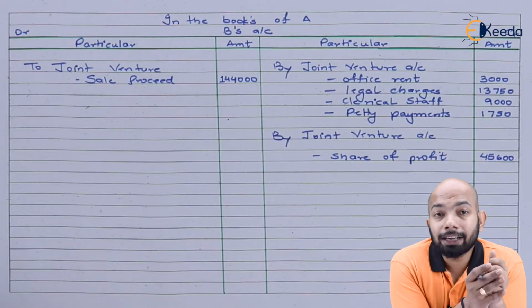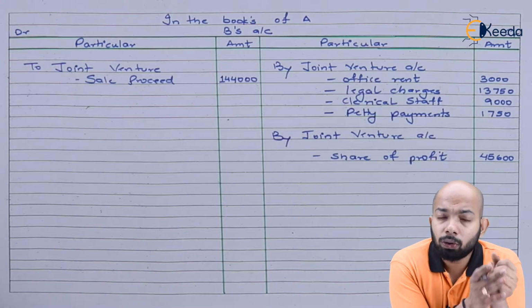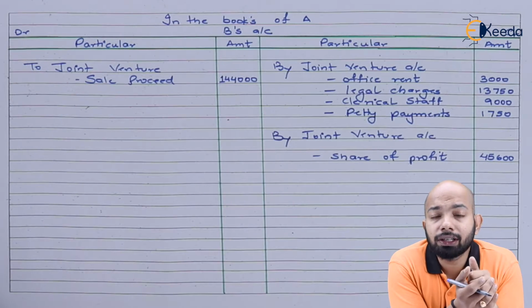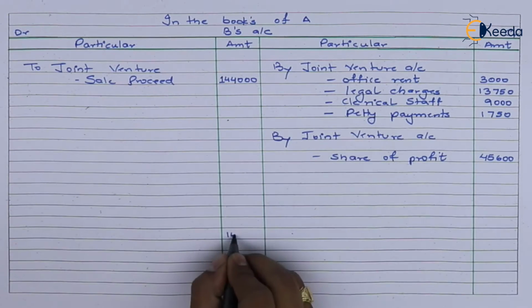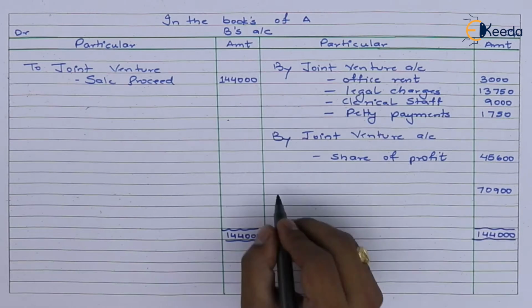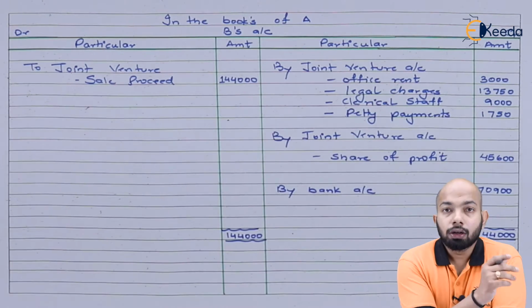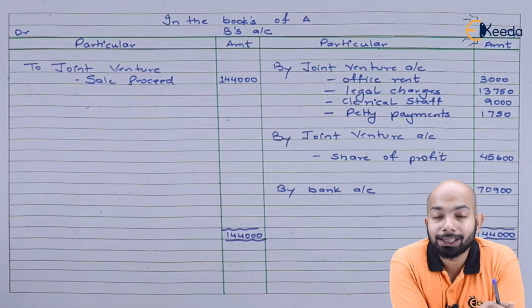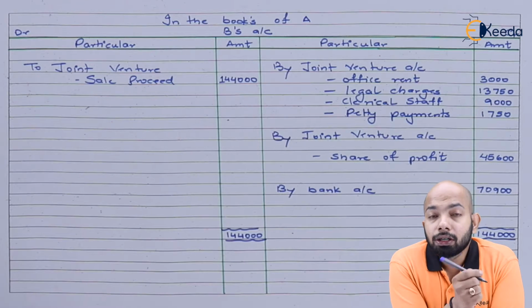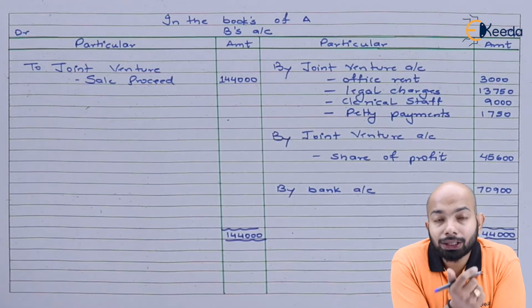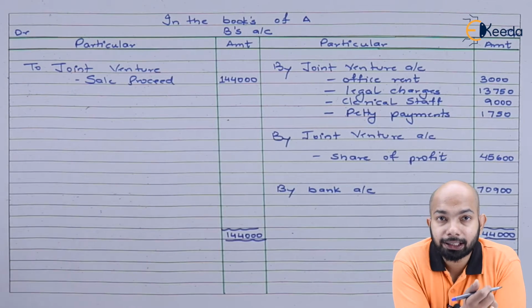So here all the entries have been mentioned in the books of B. Now let's total it and figure out what is the balance on the credit side, that is the amount that he'll receive as a bank payment. So the amount that he has received is 70,900 by bank account. That means the entry that would have been passed here is bank account debit to B's account. On the credit side of B, they have mentioned by bank account. So that's the entry, that's the balancing figure basically.